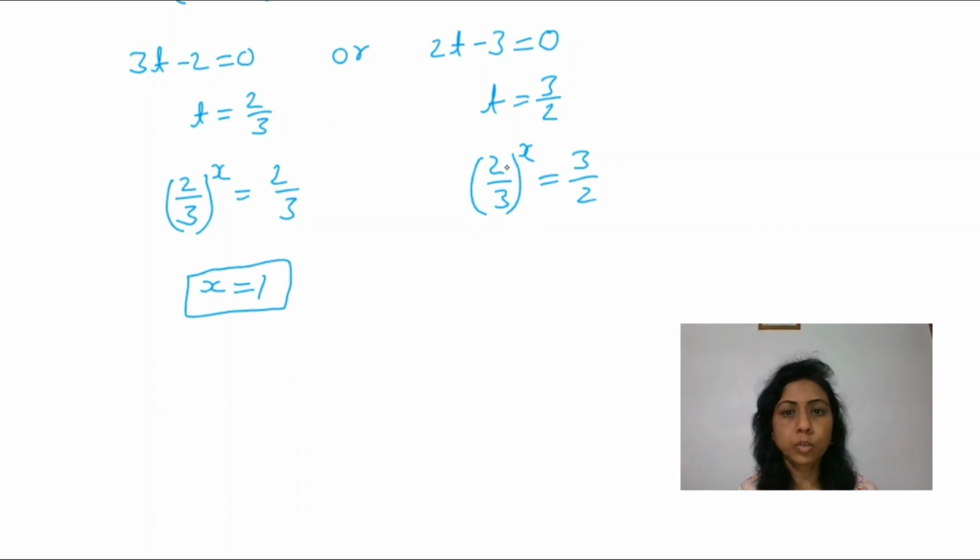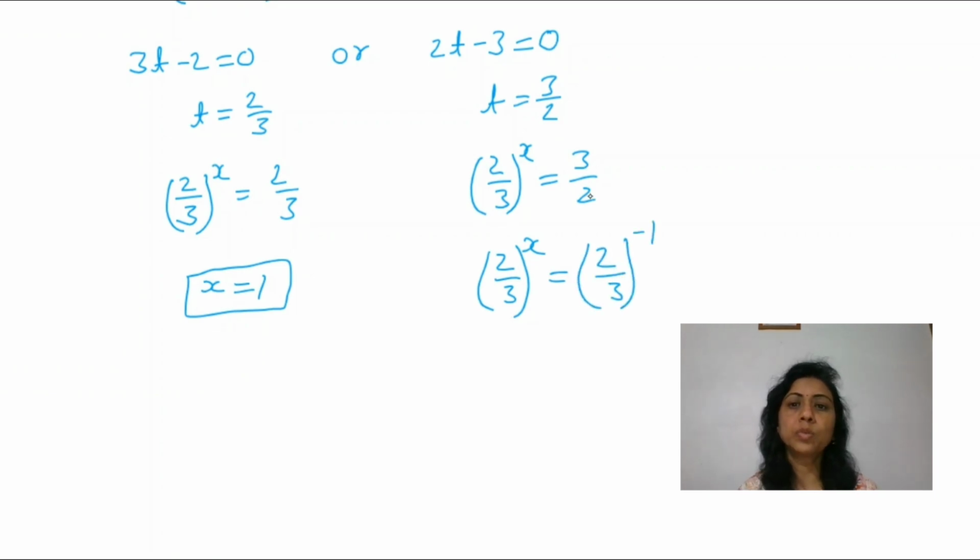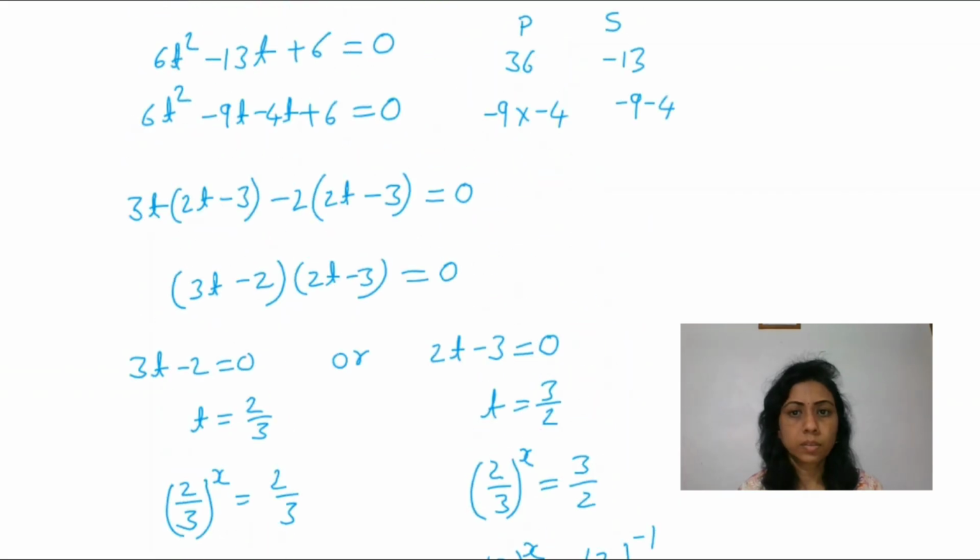And here 2/3, but here 3/2. So we can take the reciprocal and write like this, to the power -1. 3/2 we can write as (2/3)^-1. So what is the x value? -1. So we get the answer 1 or sorry, here -1. So 1 and -1.